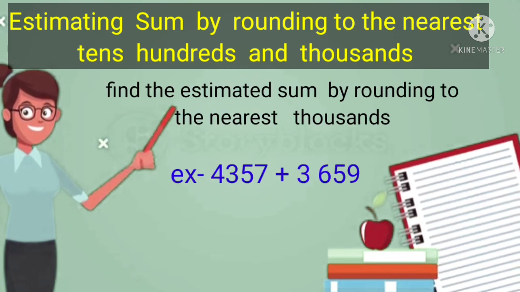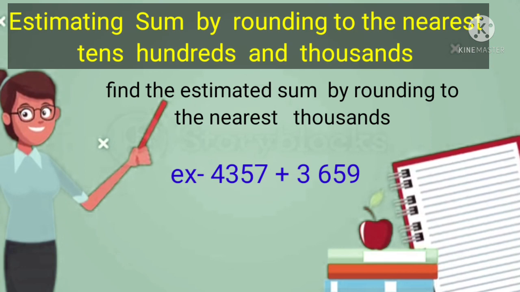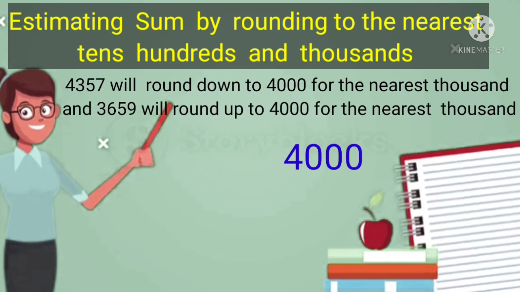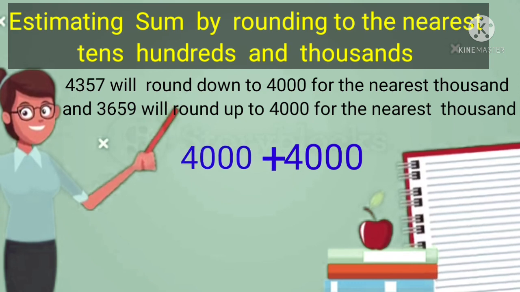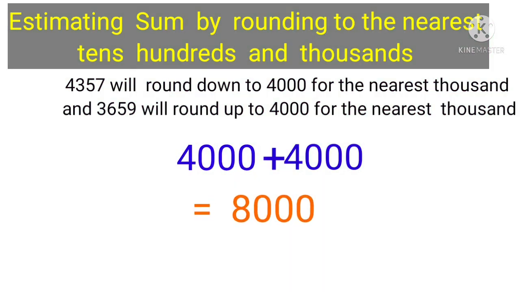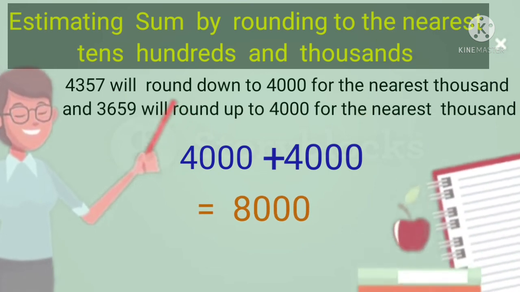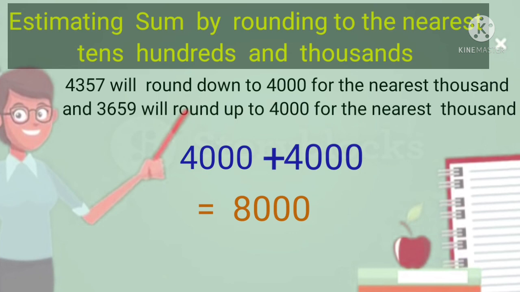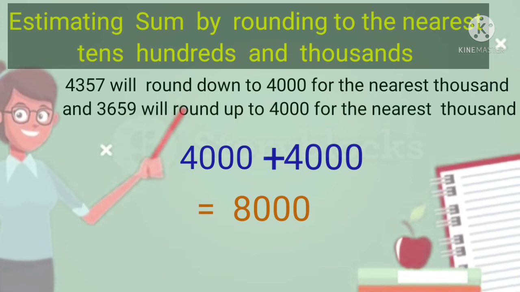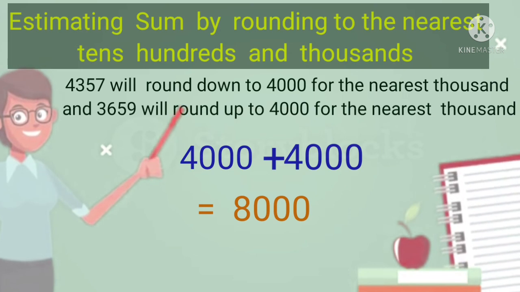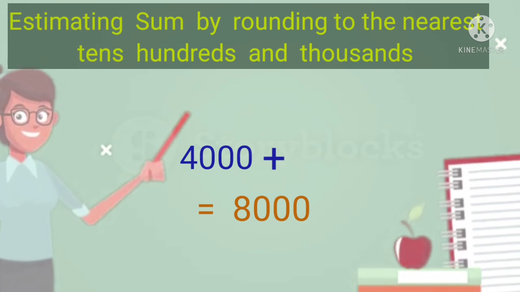Find the estimated sum by rounding to the nearest thousands, for example 4357 plus 3659. 4357 will round down to 4000 for the nearest thousand, and 3659 will round up to 4000 for the nearest thousands. So the estimated sum is 4000 plus 4000, which is equal to 8000.